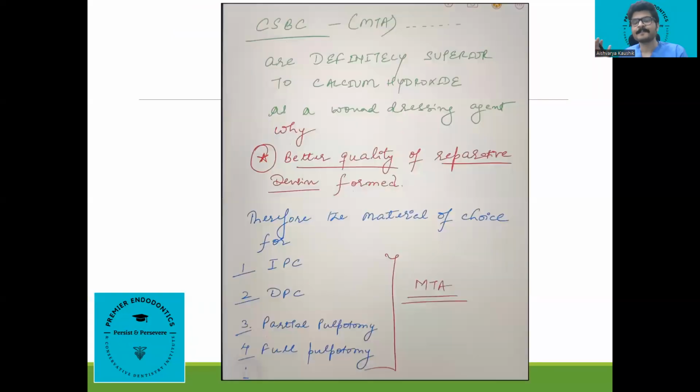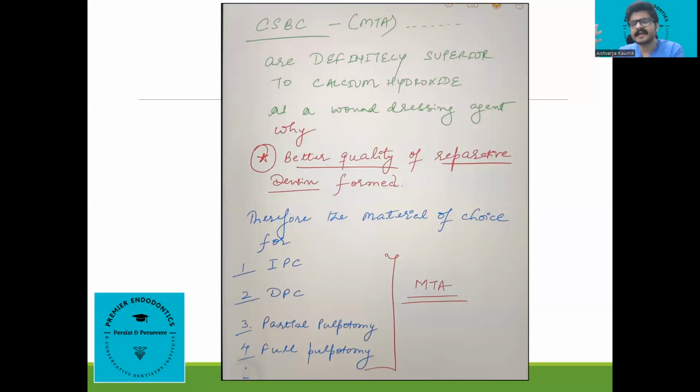That is the question. Now, beyond doubt, it has been shown over many years that MTA is a better material than calcium hydroxide, for many reasons, but primarily because the quality of the reparative dentine formed is much, much better with calcium silicate based cements like MTA. So for the majority of these vital pulp therapy procedures, go for MTA or any other calcium silicate based cement like biodentine.